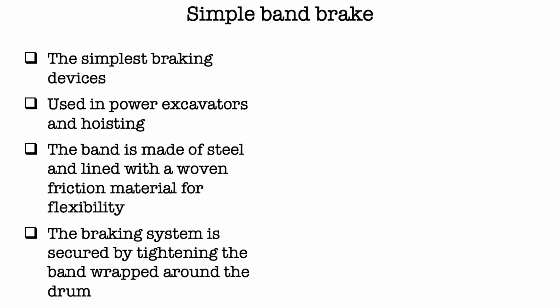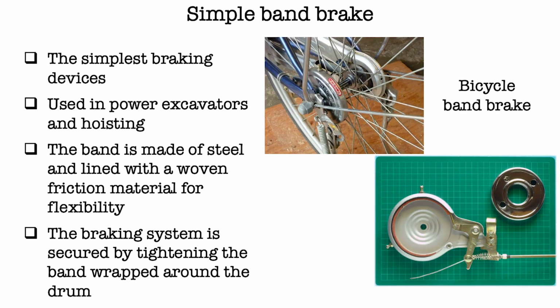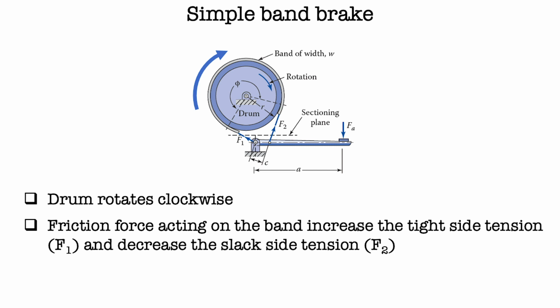Band brake is the simplest braking system. It is widely used in power excavators and hoisting. This is an example of a bicycle band brake. The band is made of steel and lined with a woven friction material for flexibility. The braking system is secured by tightening the band wrapped around the drum. Refer to this figure here. The drum rotates clockwise. After depressing the lever, or FA is applied, the friction force acting on the band increases the tight side tension and decreases the slack side tension.